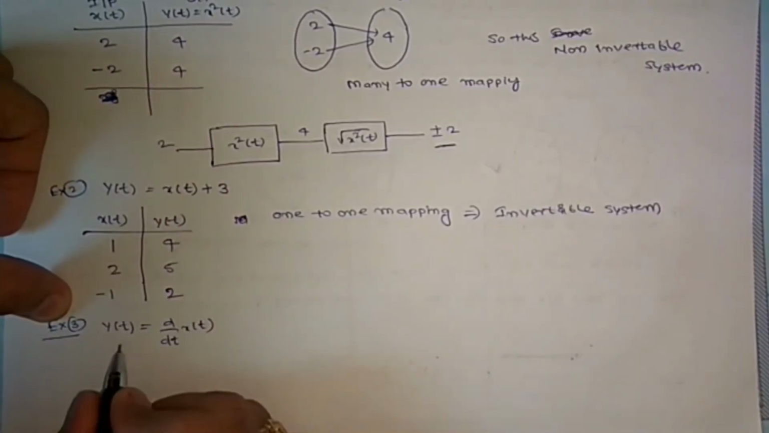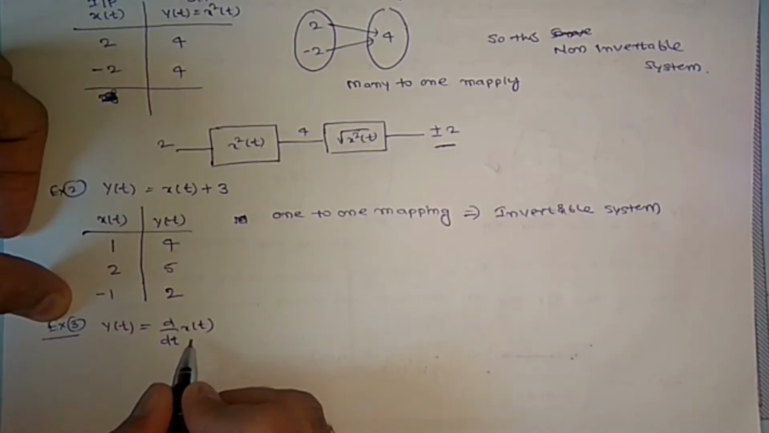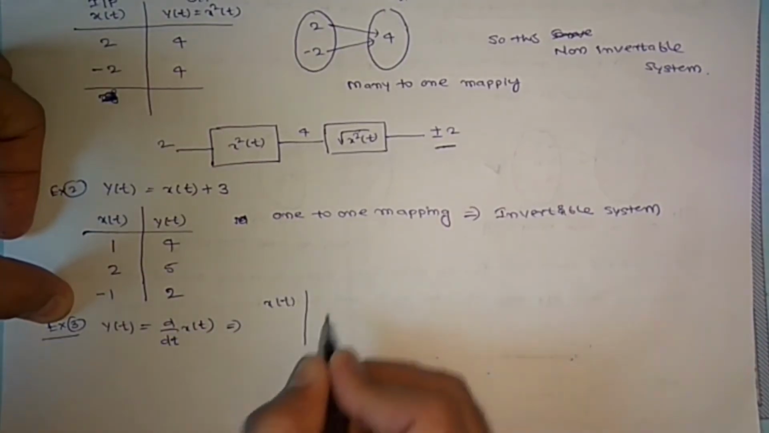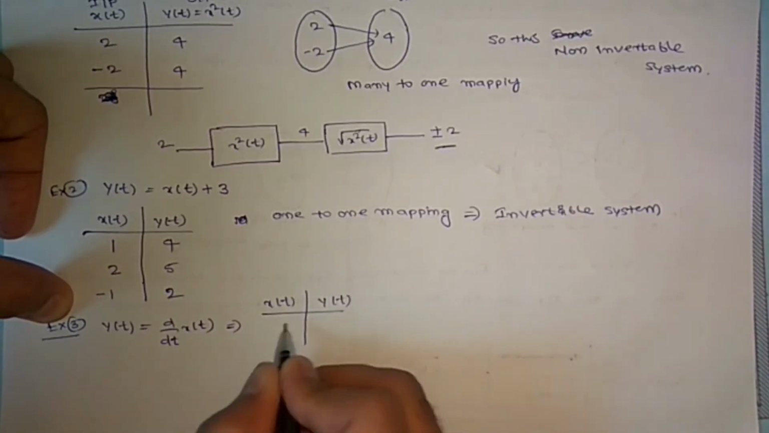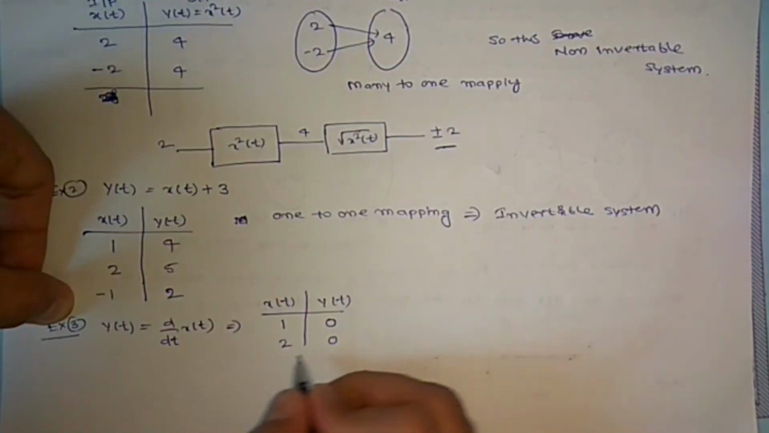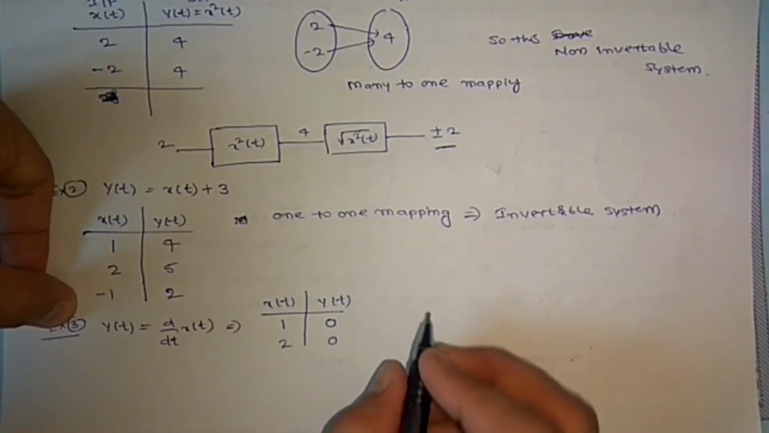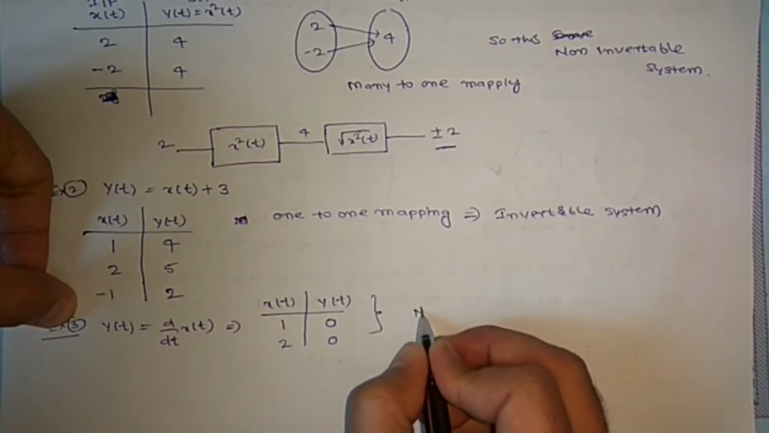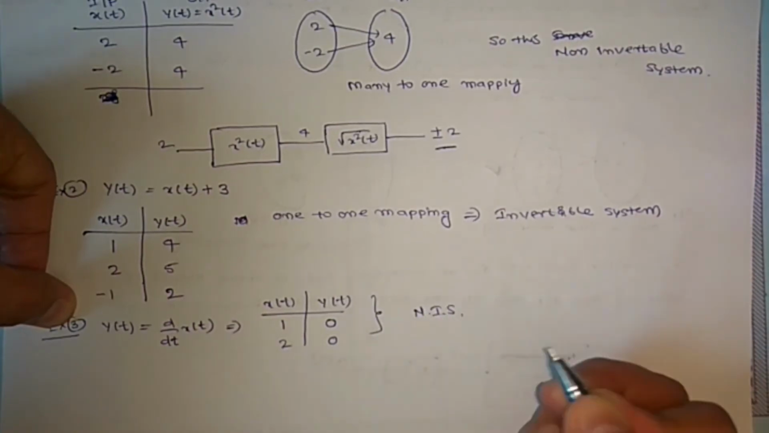Let us see example 3. y of t equal to d by dt of x of t. Here x of t is input and y of t is output. If I give 1, output is 0. If I give 2, output is 0, right? Differentiation of 1 is 0, differentiation of 2 is 0. So you are getting many-to-one. So this is a non-invertible system.